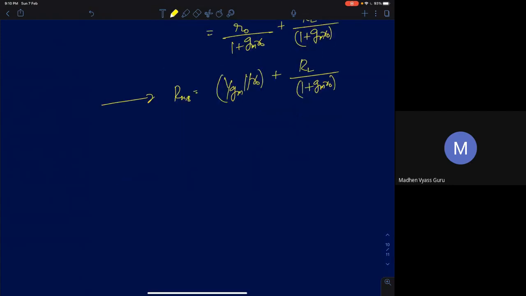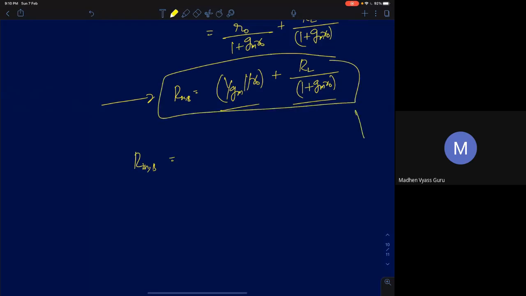Now, we'll try to look intuitively: does this result make any sense? In a common base configuration, the input resistance depends upon RL. You can see that it's a strong function of RL. I'm sorry, this is R in E. What is your actual input resistance in common base? R pi in parallel with R in E. So this entire thing will come in parallel with R pi. That's the result you have for the input resistance of common base configuration.